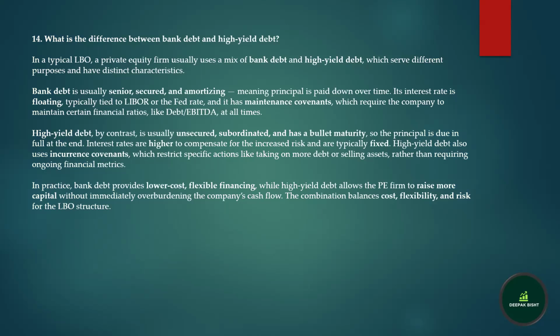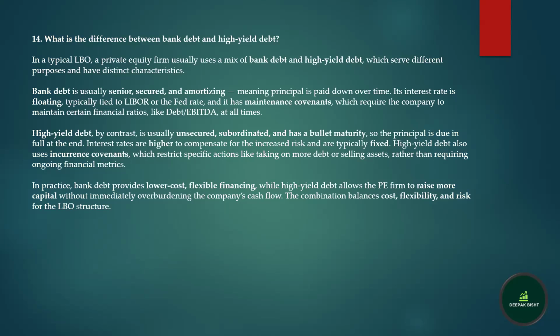So in conclusion, in summarized version, bank debt tends to have lower interest rates, floating interest rates, maintenance covenants, and amortization schedules, which also makes it a safer, more structured form of debt. On the other hand, high yield debt carries higher interest rates, fixed interest, incurrence covenants, and bullet maturities, making it more flexible but riskier for both the issuer and the investor.